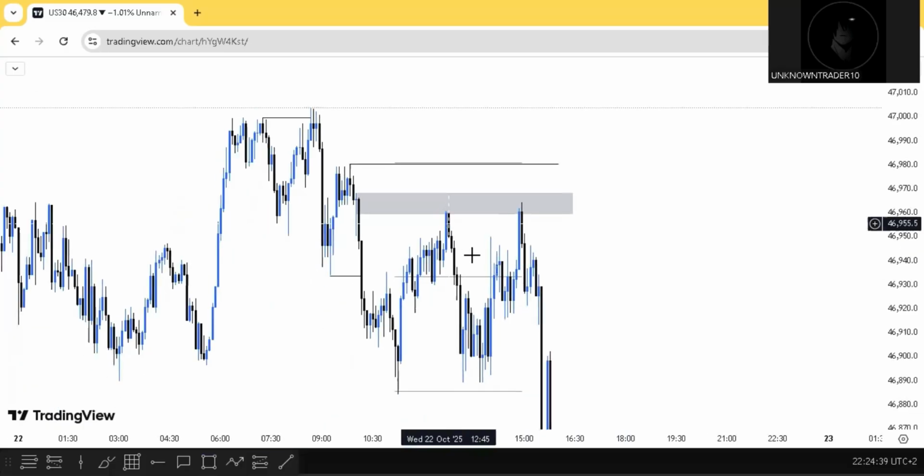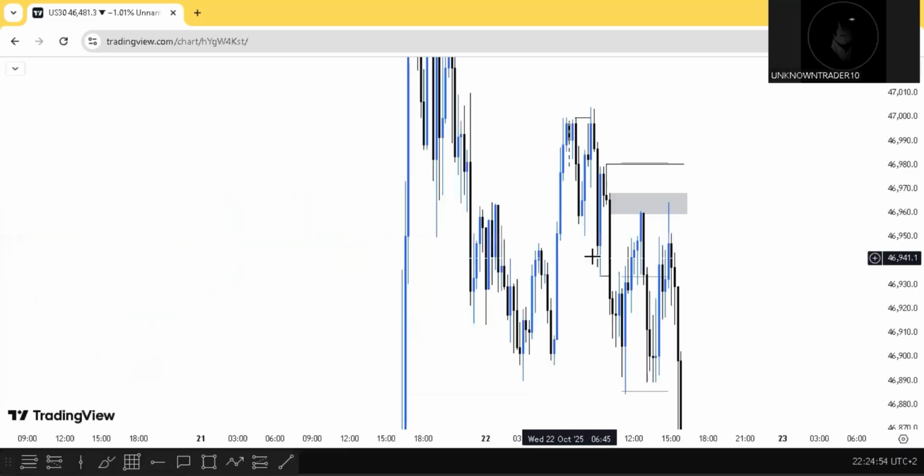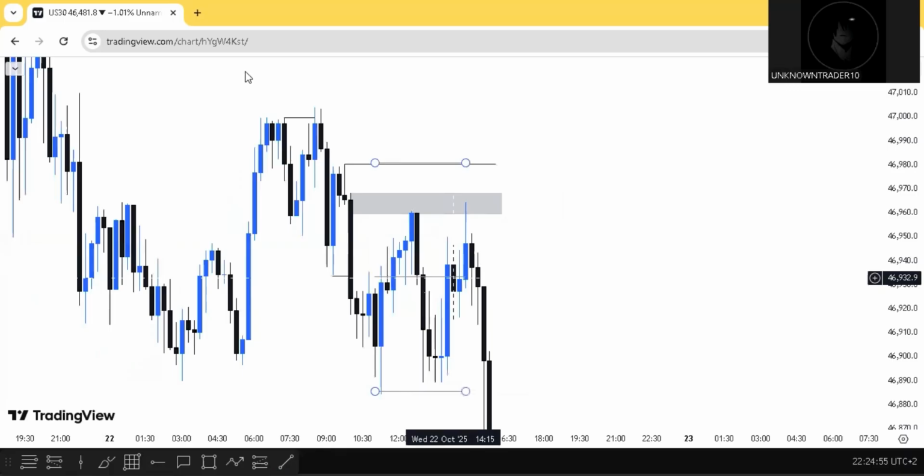Why didn't I enter this trade? Because I knew that it lacked liquidity. There was no liquidity here. And before the market went up, remember structure. Structure is very, very important. Before the market went up to that place, it showed us signs of a potential reversal, potential change of character.